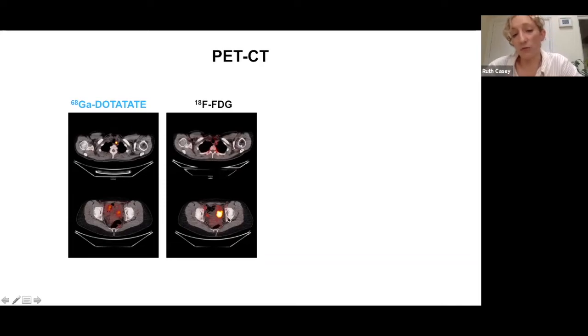So given that this was very FDG avid and likely needed to be operated on anyway, we alpha blocked the patient, and she proceeded with surgery under both gynecology and urology. And actually this transpired to be a bladder paraganglioma, which was extending out of, beyond her bladder, if you like. But what's very interesting is that it was not avid on DOTATATE PET CT.